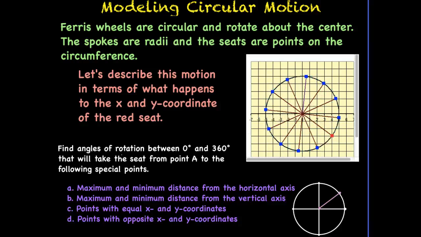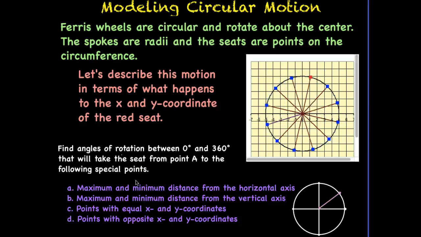Ferris wheels are circular and rotate about the center. The spokes are radii and the seats are points on the circumference. So try to picture that, and then let's describe this motion in terms of what happens to the x and y coordinate of the red seat, for example.